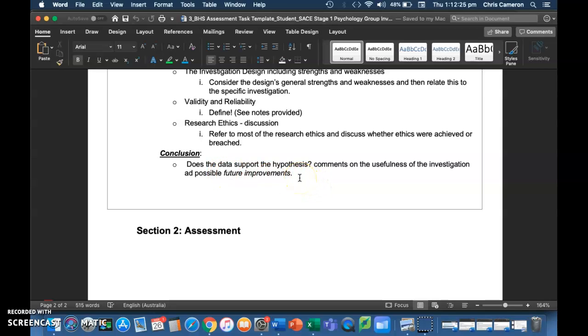So a couple of improvements would be definitely one, to have more participants involved, increase the reliability by having more participants, having a wider range of participants, not just from one year level, not just having them from one particular background, having people from a range of backgrounds, a range of ages. All of those things would be future improvements that you should mention in your conclusion.